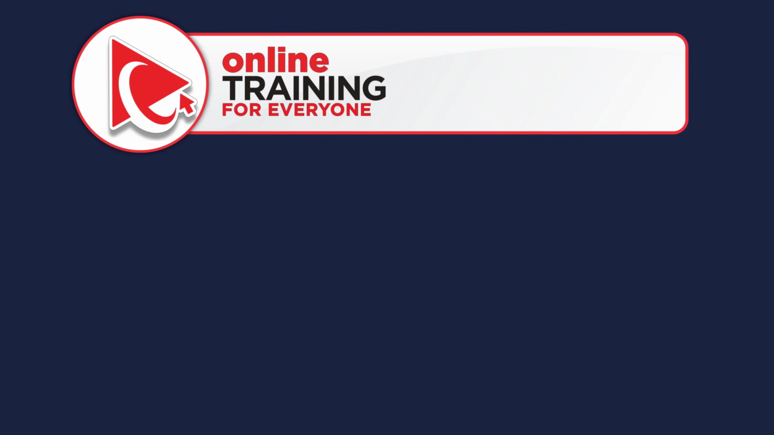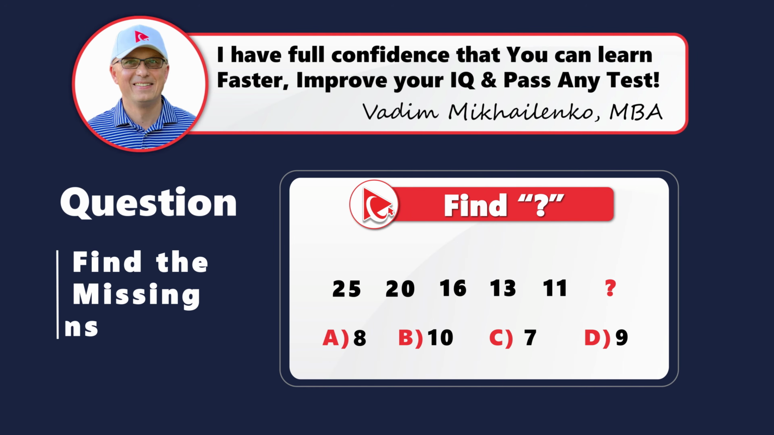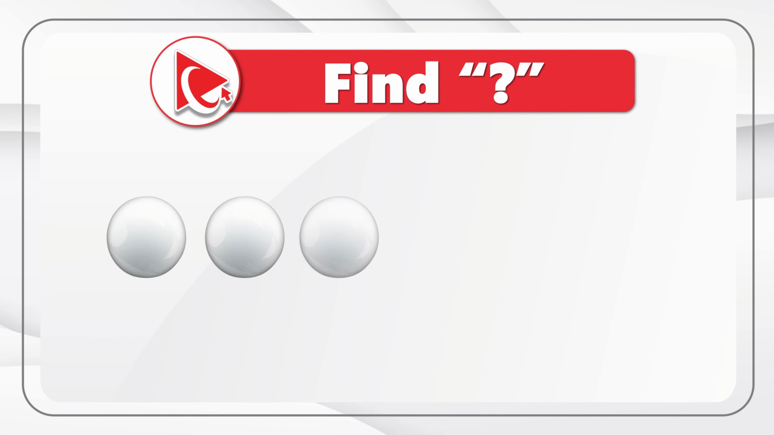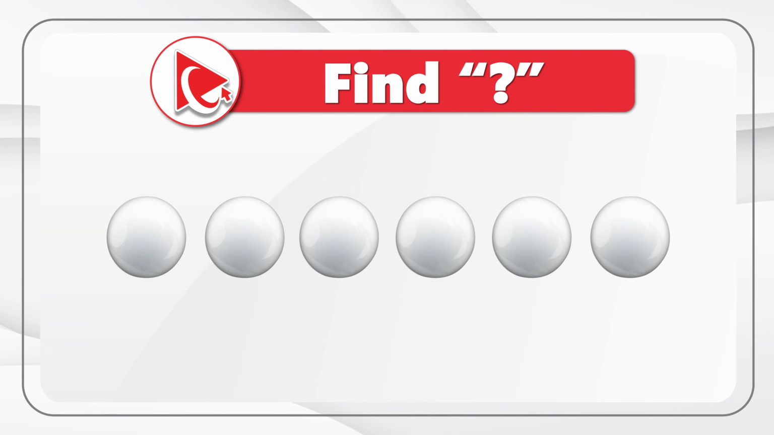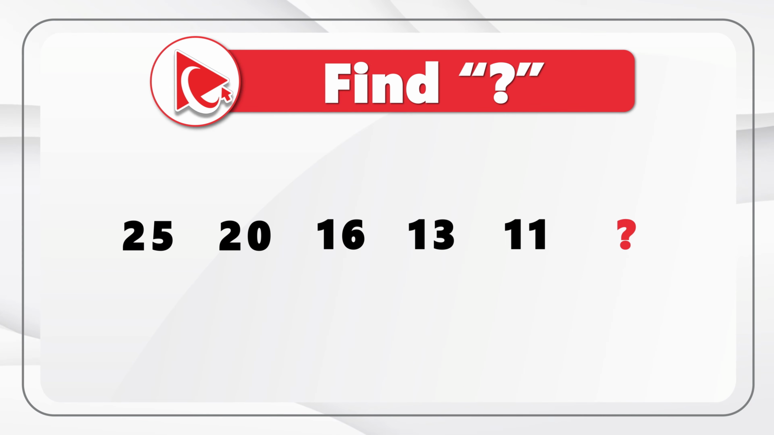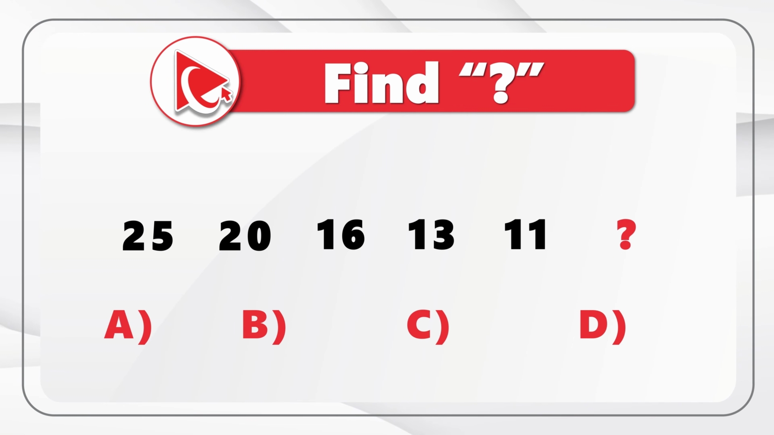I enjoy solving pattern questions because they're so easy to understand, but sometimes not so easy to solve. We're presented with the sequence of numbers, and we need to find the missing number, which is the next in the sequence. The numbers are 25, 20, 16, 13, 11, and then comes the missing number. You need to calculate the missing number out of 4 possible choices. Choices A, B, C, and D. Choice A is 8. Choice B is 10, choice C is 7, and choice D is 9.